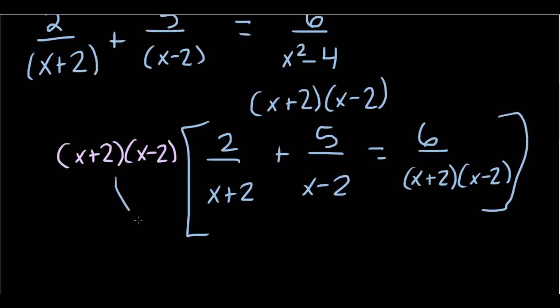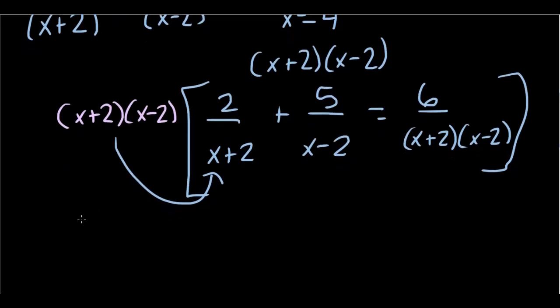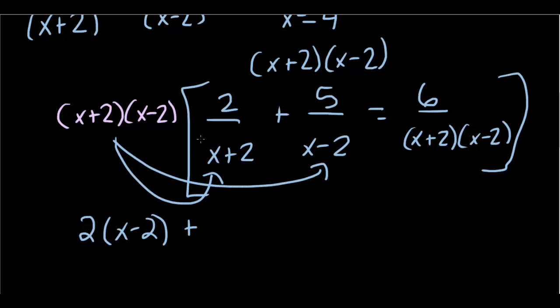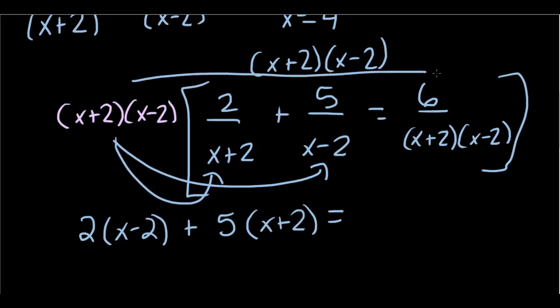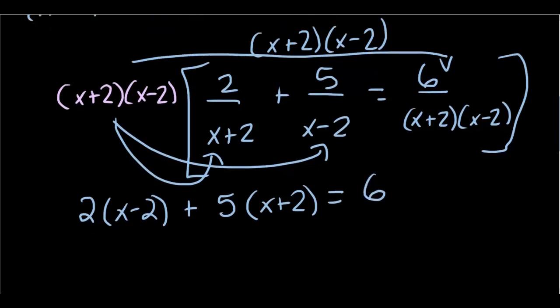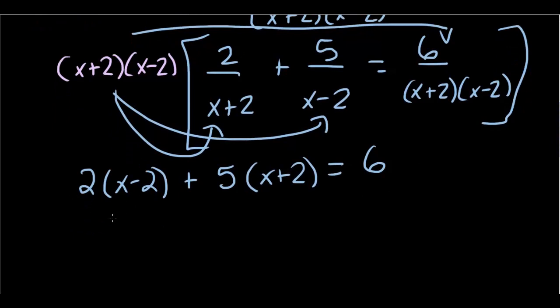So when I distribute this, when I multiply this one by this one, the x plus 2 is going to cancel out, and I'm going to end up with 2 times x minus 2 plus, when I multiply this times this one, the x minus 2 is going to cancel out, so I will have 5 times x plus 2 equals, and when I multiply this times this one, both the x plus 2 and the x minus 2 cancel out, so I will just have 6. So now we are going to distribute the 2 and the 5. That's going to give us 2x minus 4 plus 5x plus 10 equals 6.